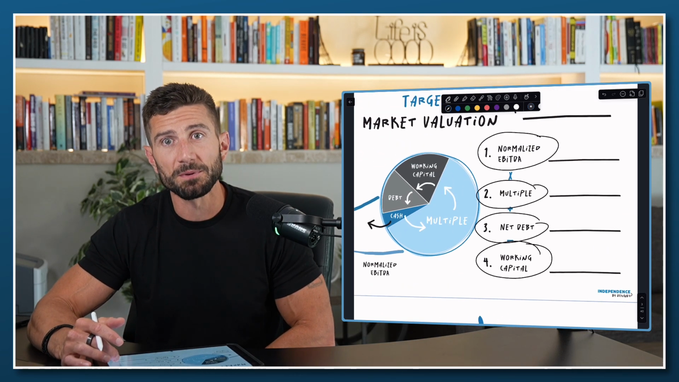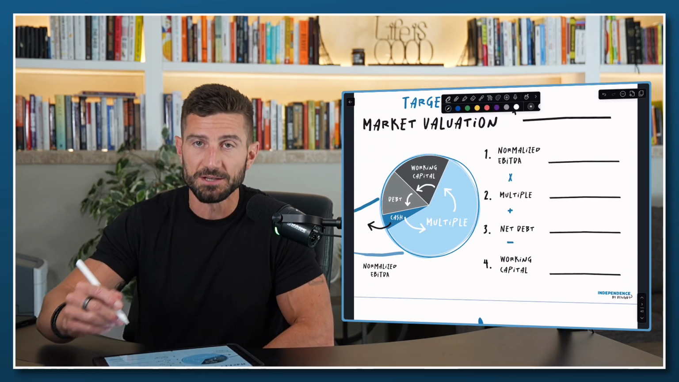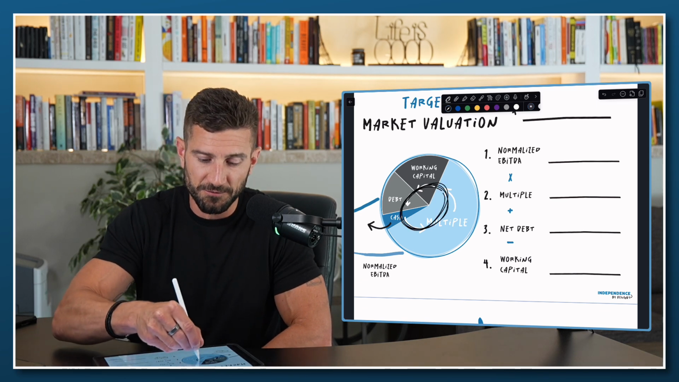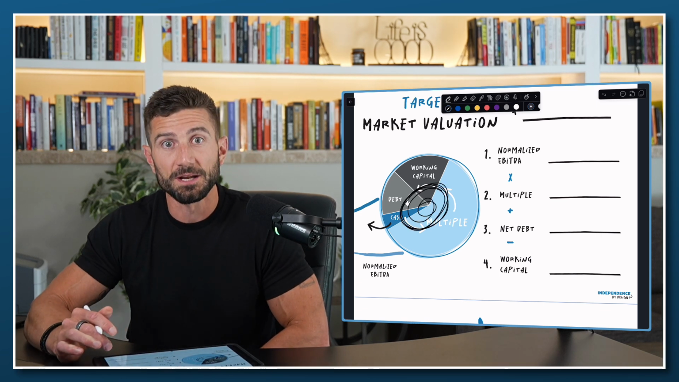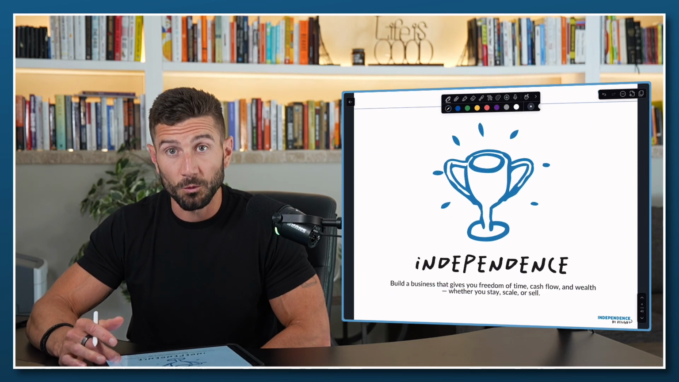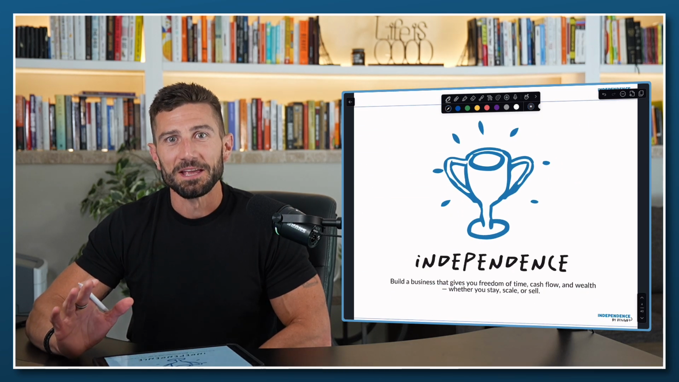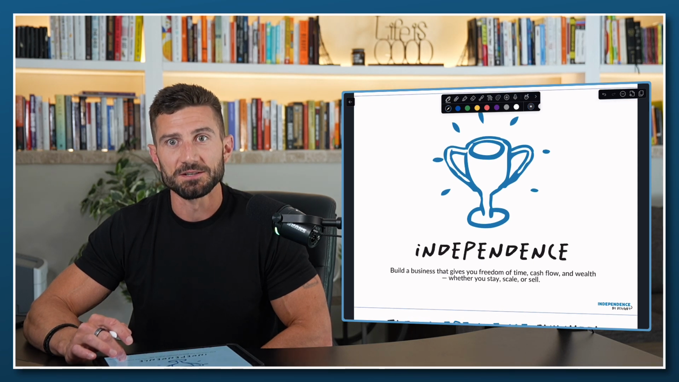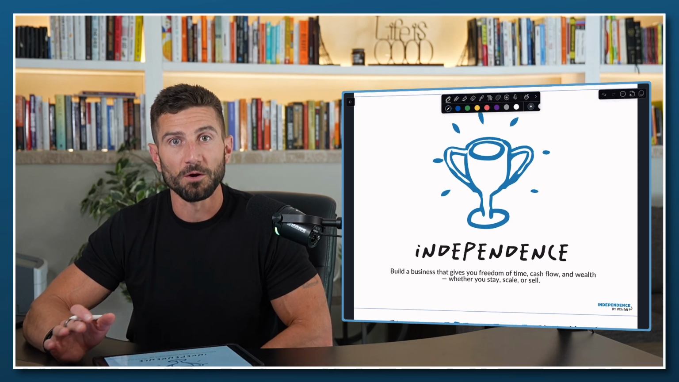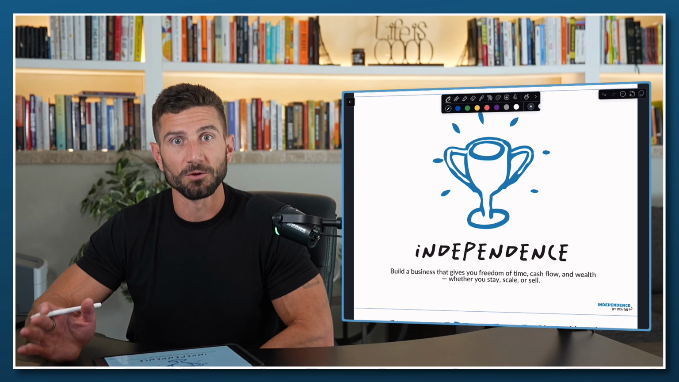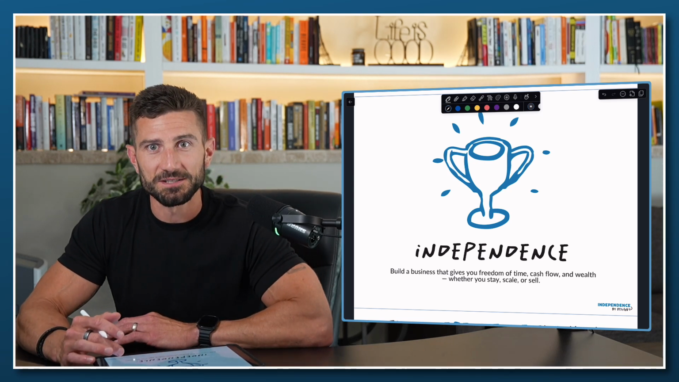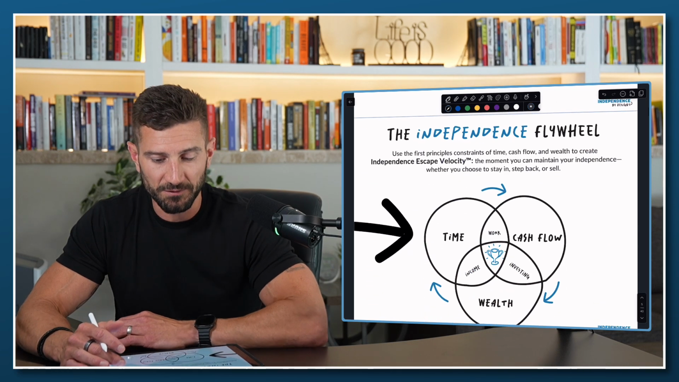So before I jump into explaining each one of these 4 KPIs in great detail and how they generate this flywheel effect of creating more value, I want to just orient us again. The whole point of doing this is so we can have a business that provides us the freedom of time, cash, and wealth, regardless of whether we own, scale, or sell the company. The goal is optionality. That is what I think independence is. And we're trying to reach independence escape velocity.